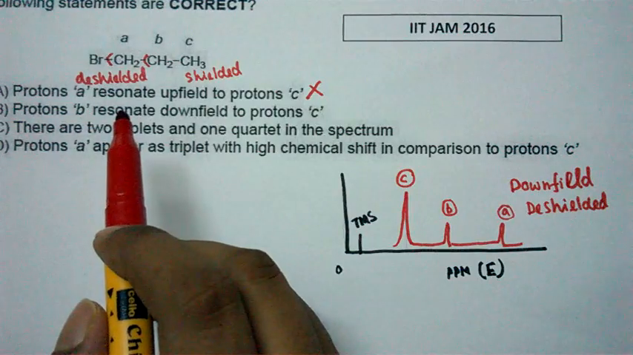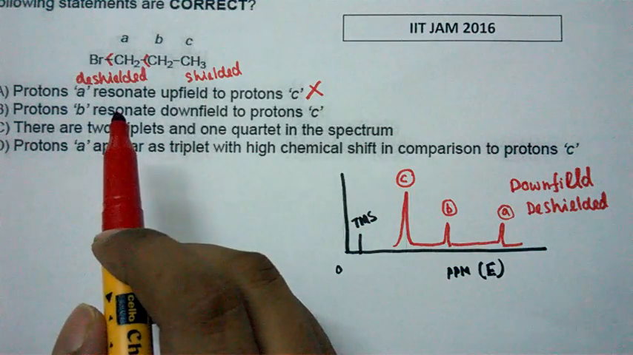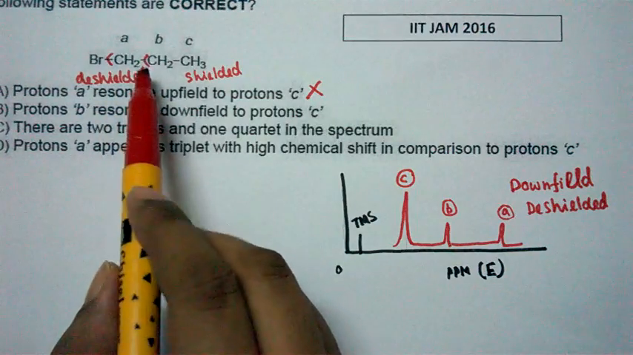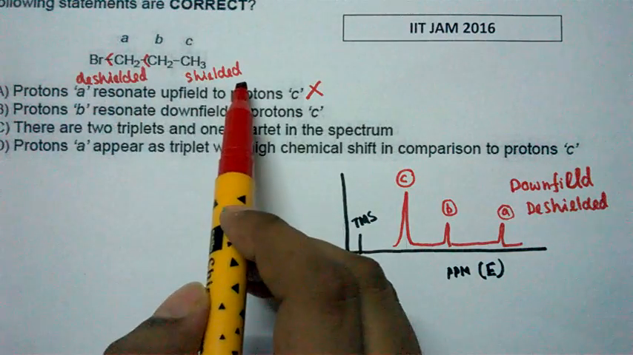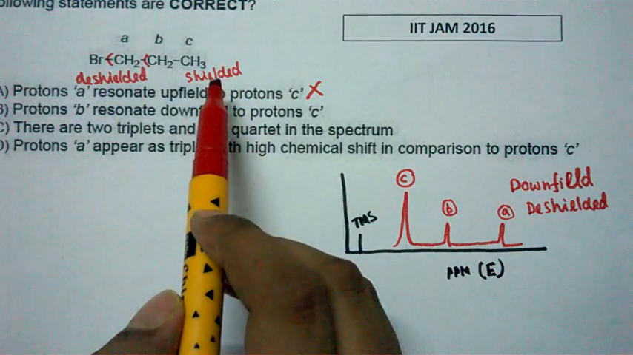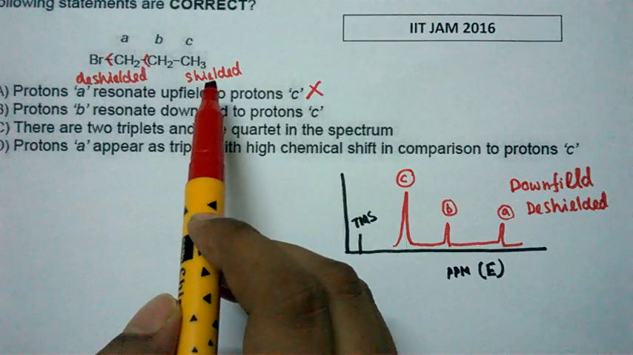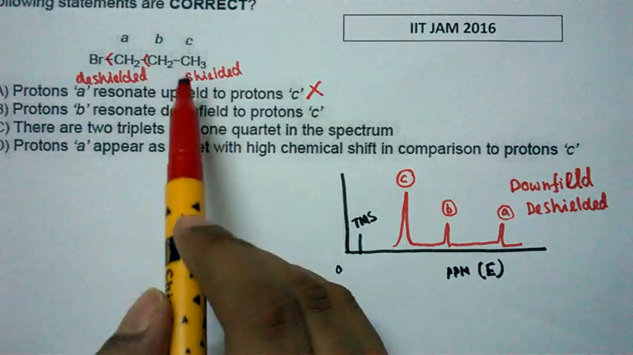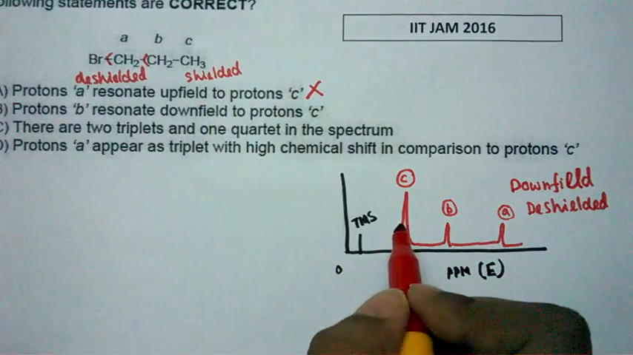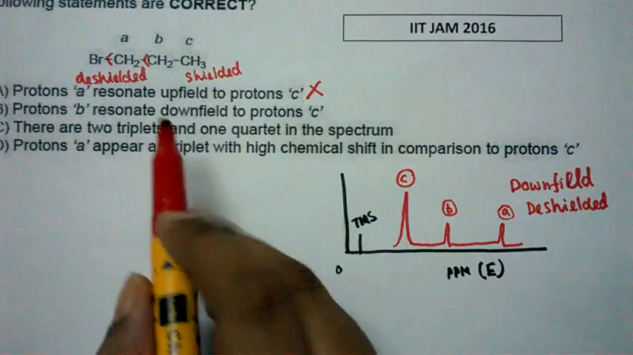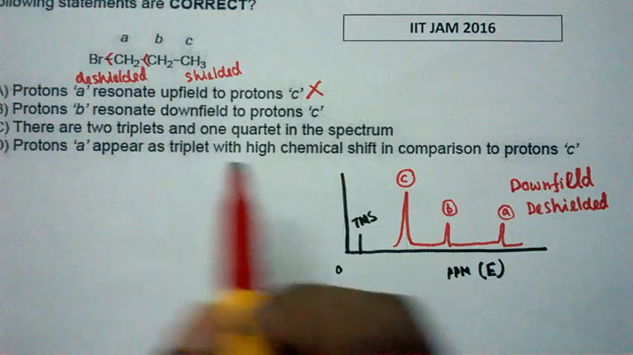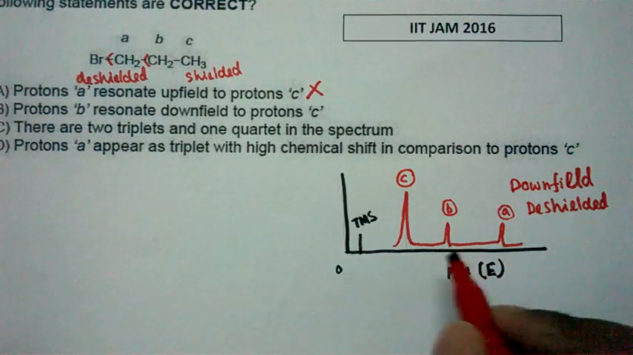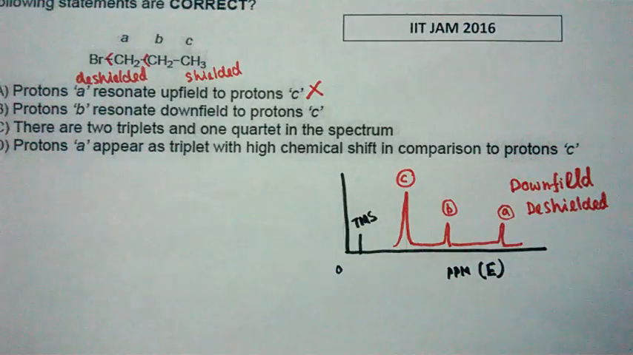If you don't know what shielding and de-shielding are, you should watch my other videos in the biophysics section. The trick is that you have to look at the de-shielded and shielded environment. If the environment is shielded, a thumb rule is that the peak would be upfield, very close to zero. See, this is a shielded environment and the peak is very close to zero. And this peak is de-shielded and far away from zero. That is why the first option is incorrect.